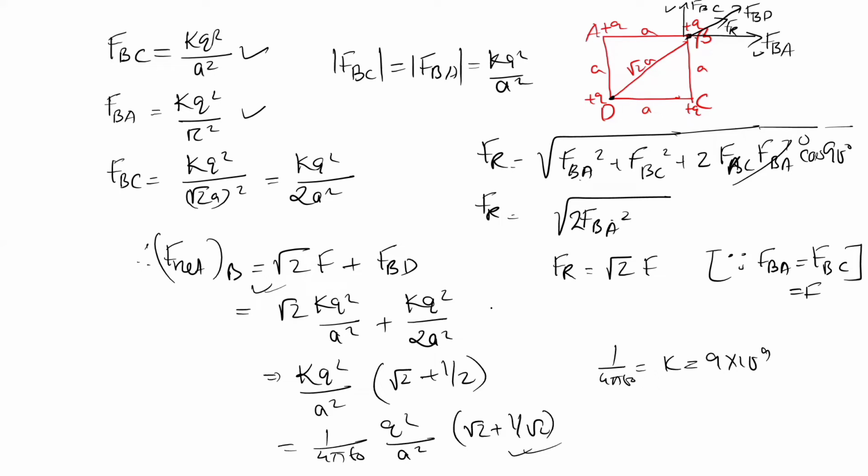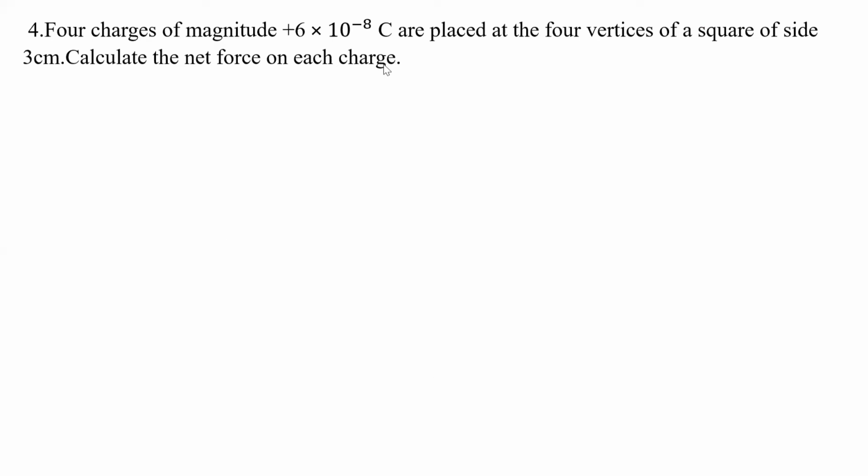Now we will solve one question related to this, where you need to calculate the force at any one of the vertices. So now we will see a problem. Here it is said that 4 charges of magnitude plus 6 into 10 to the power minus 8 are placed at the 4 vertices of a square of side 3 centimeter, and you are asked to calculate the net force on each charge. So the value of the charge is the same on all 4 vertices. The side of the square is 3 centimeter, and we know all 4 sides of a square are equal. So this is a very simple question.